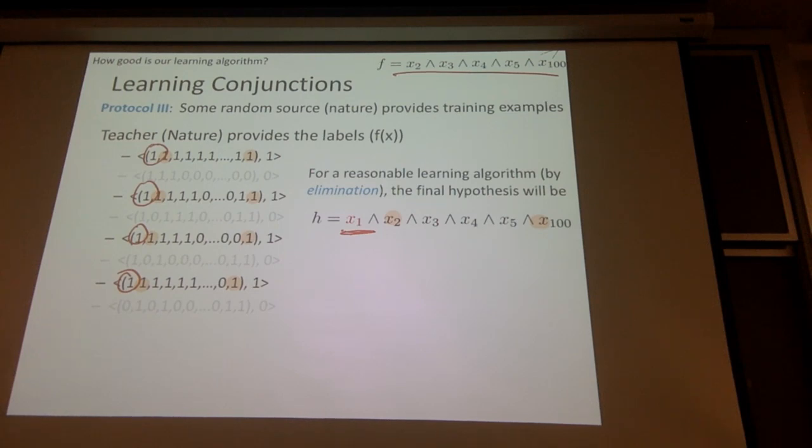Could we use the examples with false labels, not in this particular case, but in general? You could, of course, to specify the function further. You could, but in this case it doesn't matter. In general, of course, you could use all the data however you want. In this case, it's not going to matter. But yes, in general, yes.